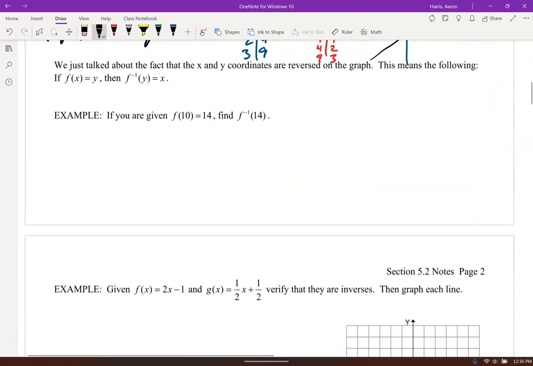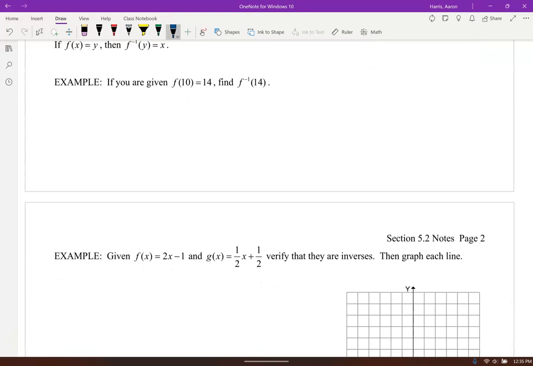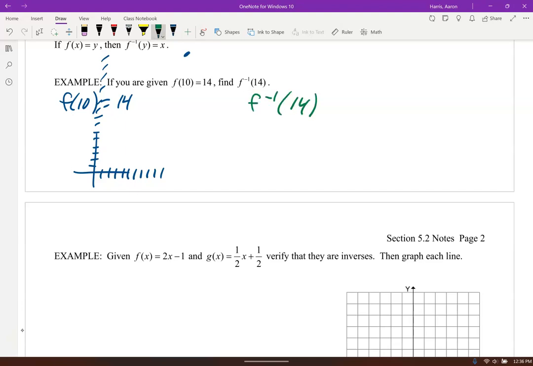So points flip-flop. Let's look at this first one. If f of 10 equals 14, in other words, we have the point 10, 14, then f inverse of 14 would spit out 10. It just flips it around. So instead of the point 10, 14, it'd be 14, 10, right?